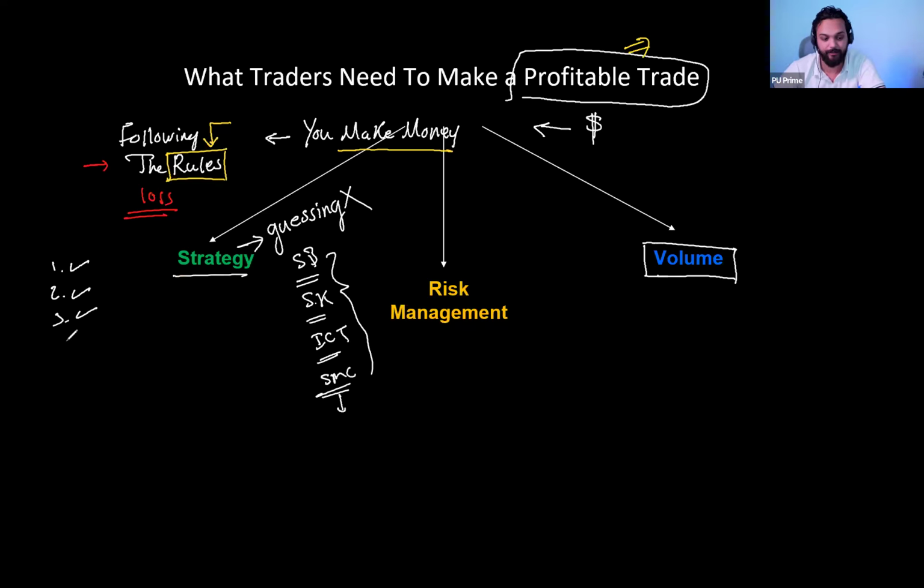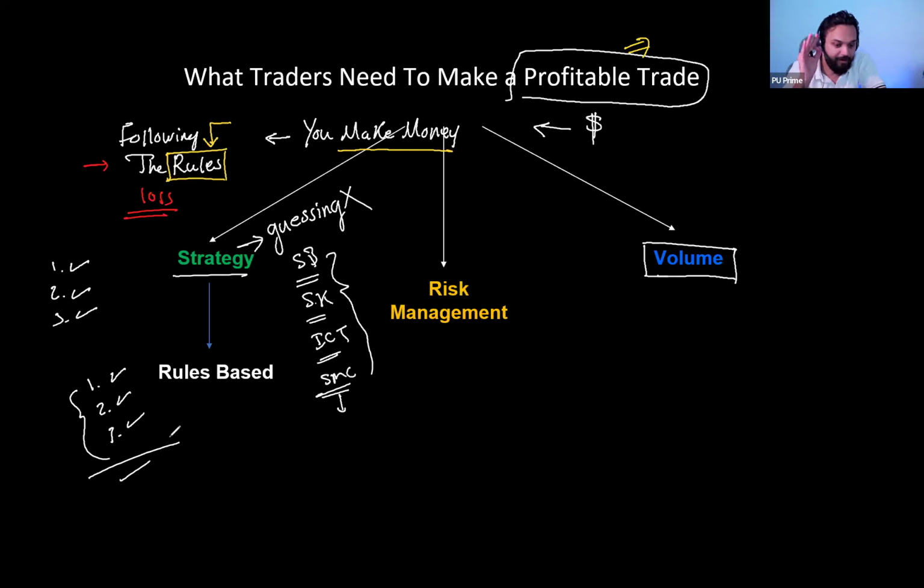So the strategy shouldn't be a guessing strategy. It should be a rules-based strategy. We need to have three rules, four rules, whatever. One, two, three, and then I'm doing my checklist. If the conditions are met, I enter the trade. Whatever happens in the trade, I don't care.